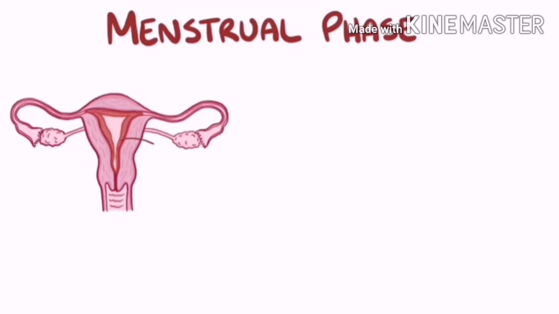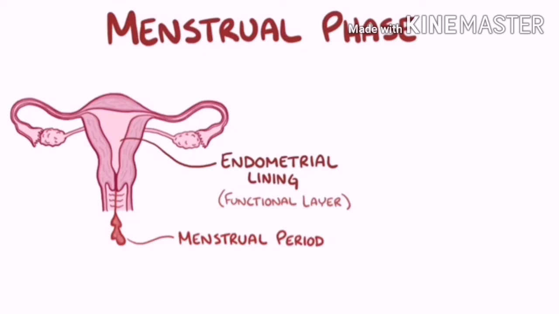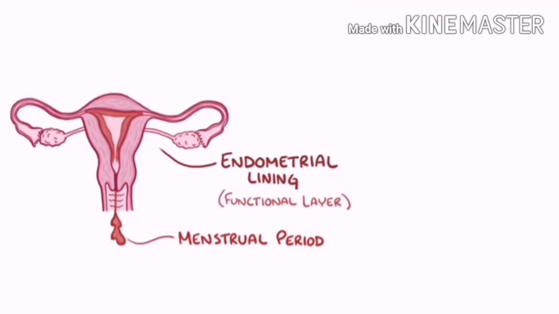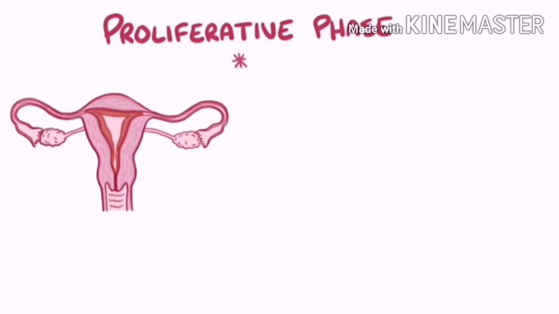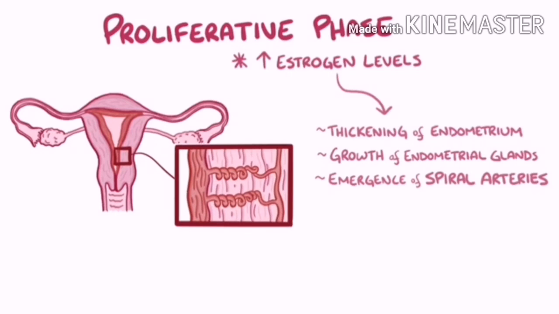While the ovary is busy preparing an egg for ovulation, the uterus, meanwhile, is preparing the endometrium for implantation and maintenance of pregnancy. This process begins with the menstrual phase, which is when the old endometrial lining, or functional layer, from the previous cycle is shed and eliminated through the vagina, producing the bleeding pattern known as the menstrual period. The menstrual phase lasts an average of 5 days, and is followed by the proliferative phase, during which high estrogen levels stimulate thickening of the endometrium, growth of the endometrial glands, and emergence of spiral arteries from the basal layer to feed the functional endometrium.